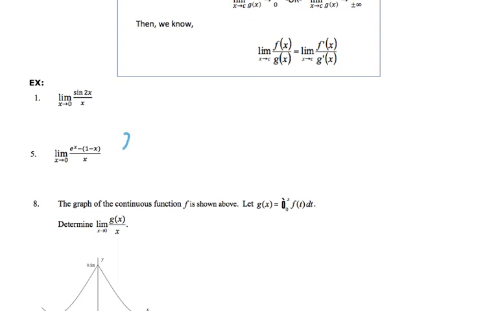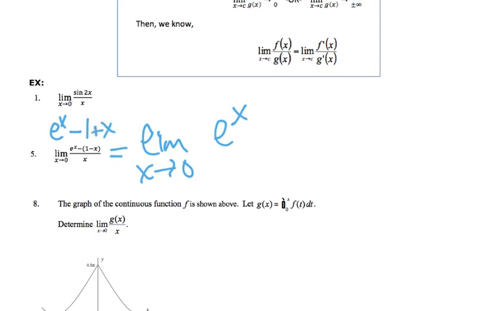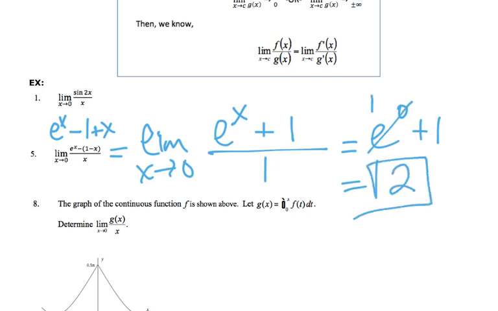This would be the limit, again, as x approaches 0 of x, that's just 0. So since we get 0 over 0, we can use L'Hopital's rule. So we can take the derivative of e to the x, which is e to the x, and if we distribute this negative, this is minus 1 plus x. The derivative of 1 is 0, the derivative of x is 1, and then we can take the derivative of the denominator, the derivative of x is 1. Plug in 0, e to the 0 plus 1 equals 1 plus 1, which is 2.